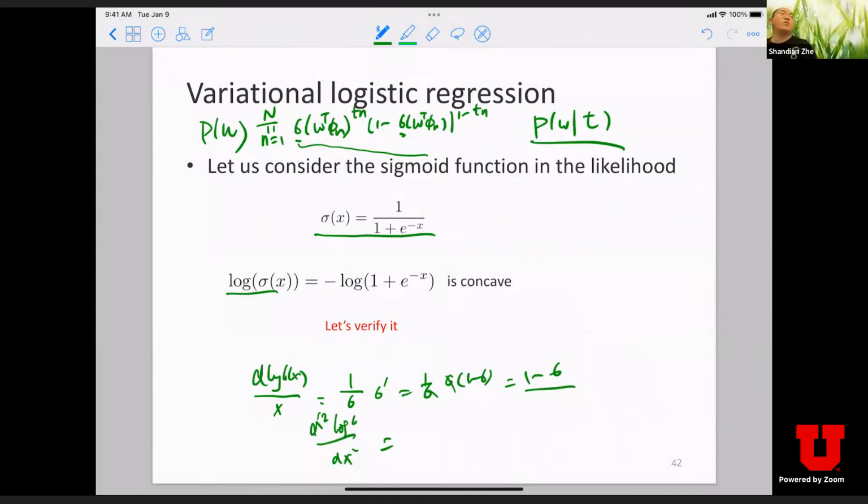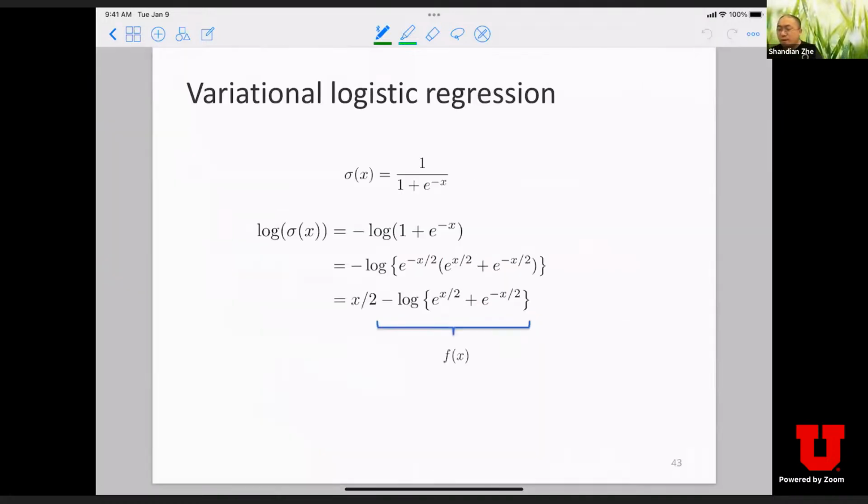You just take the derivative of this 1 minus sigma again, and the result is minus sigma times 1 minus sigma. So this must be non-positive. Why? Because sigma is non-negative, 1 minus sigma is non-negative, the product is non-negative, and the negative of it is non-positive. That means this function is concave. If the second order derivative is non-negative, then it is convex. It's non-positive, so it's concave. Does it make sense? Just keep this in mind.